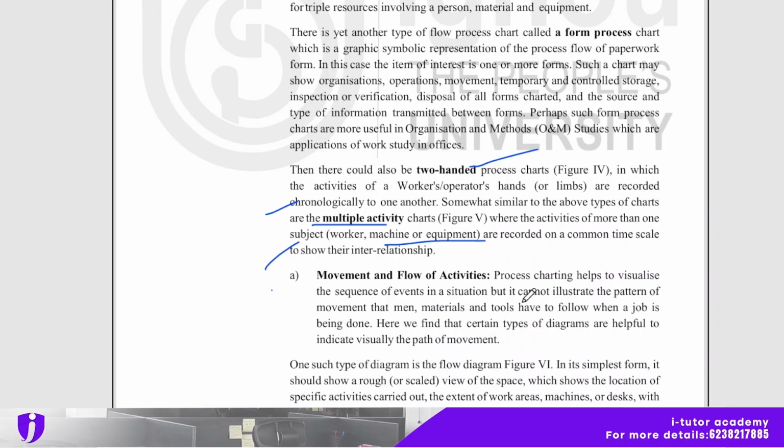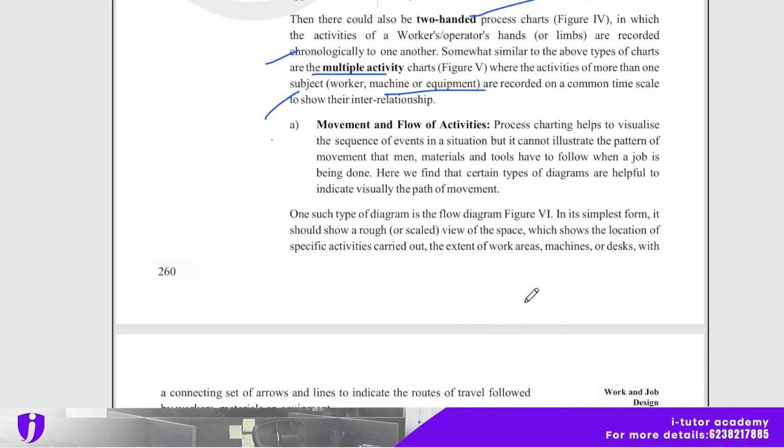Movement and flow of activities: process charting helps to visualize the sequence of events in a situation, but it cannot illustrate the pattern of movement that men, material and tools have to follow when a job is being done. Here we find that certain types of diagram are helpful to indicate visually the path of movement.